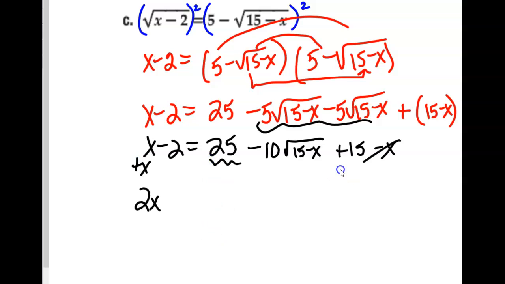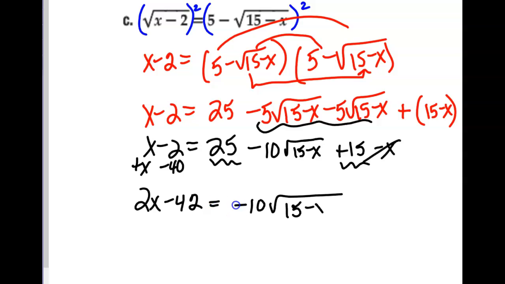What is 15 plus 25? 25 plus 15 would be, and then we need to subtract it over here, so we'll have a negative 42. Over here we have equals negative 10 square roots of 15 minus x. What I'm trying to do is now isolate this radical because I'm going to have to square everything again. Do you want to cry yet?